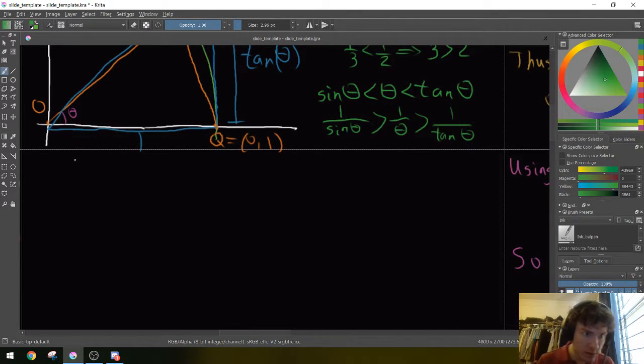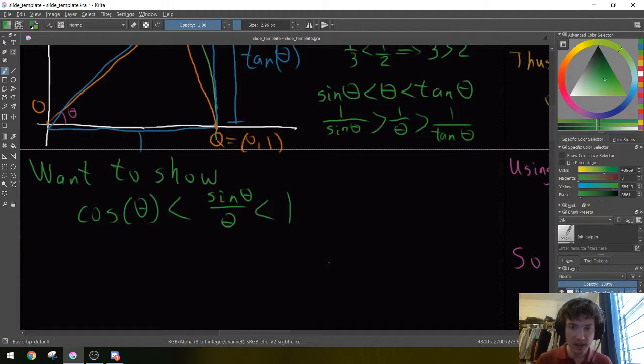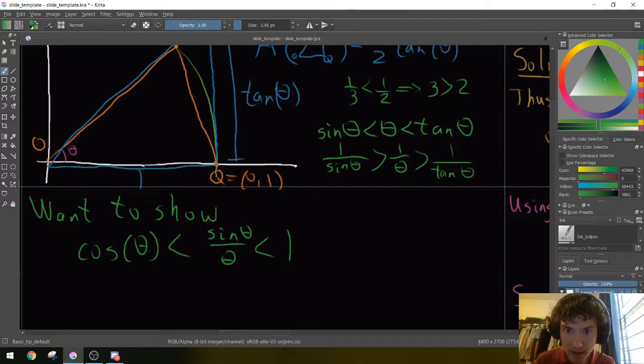We're trying to show that cosine of theta is less than sine theta over theta, which is less than 1. Let's just think about the first piece with the cosine and the sine. So how do I do that?